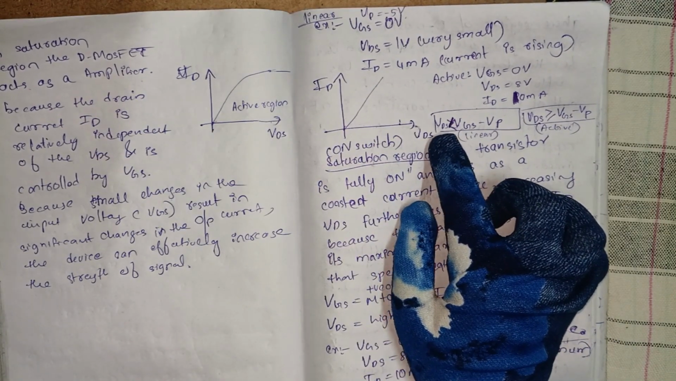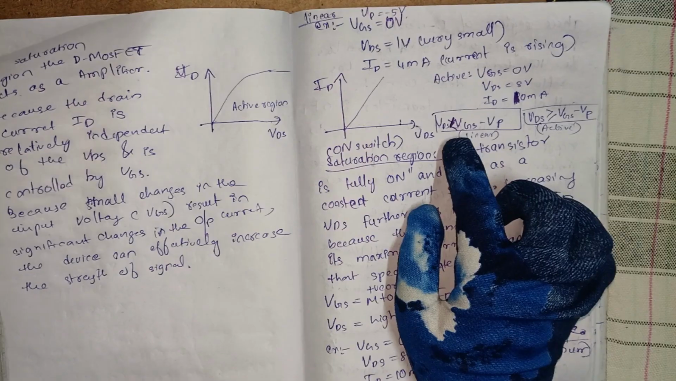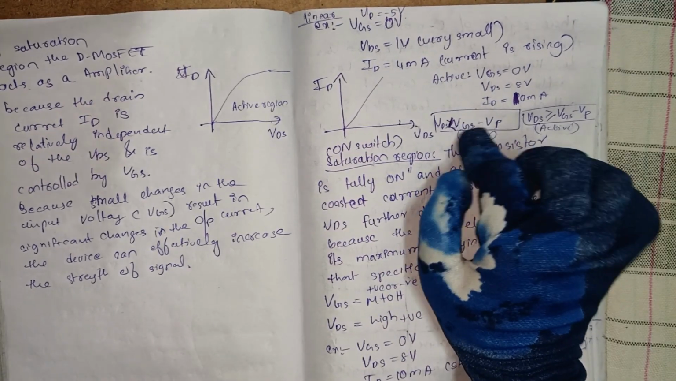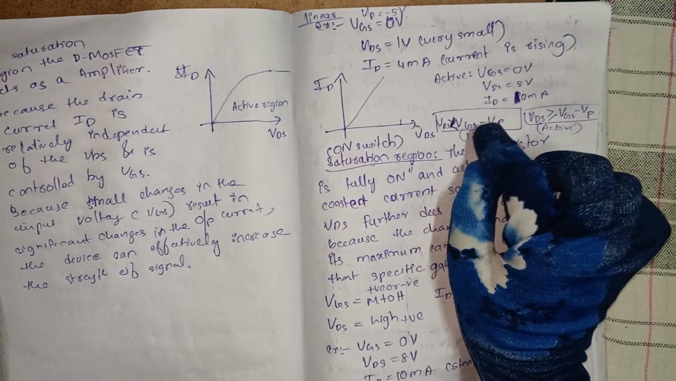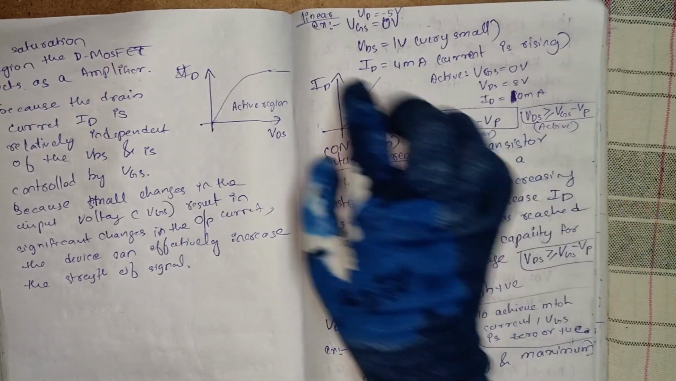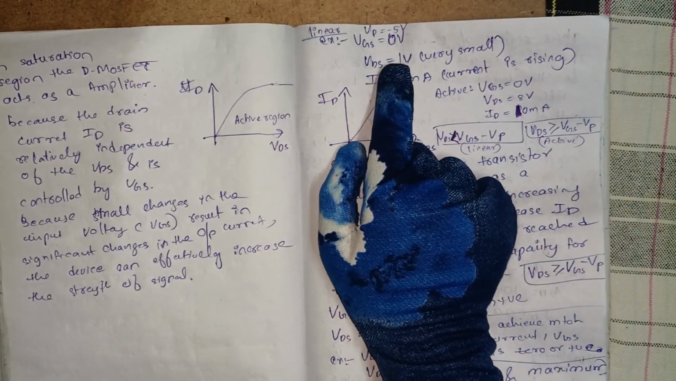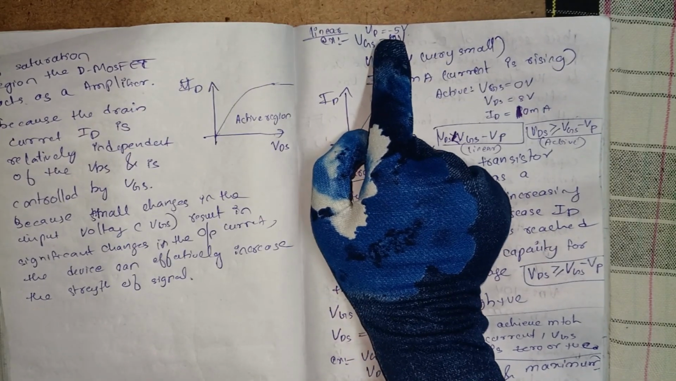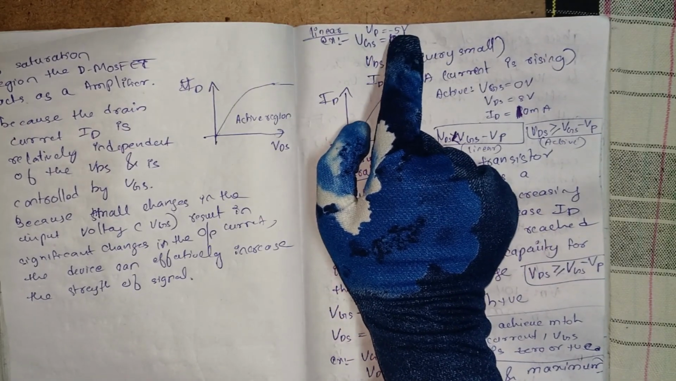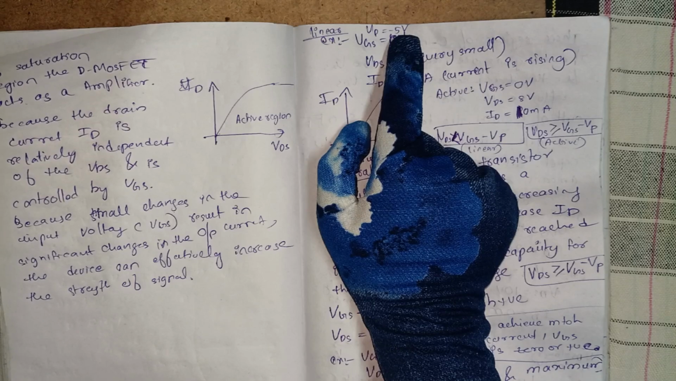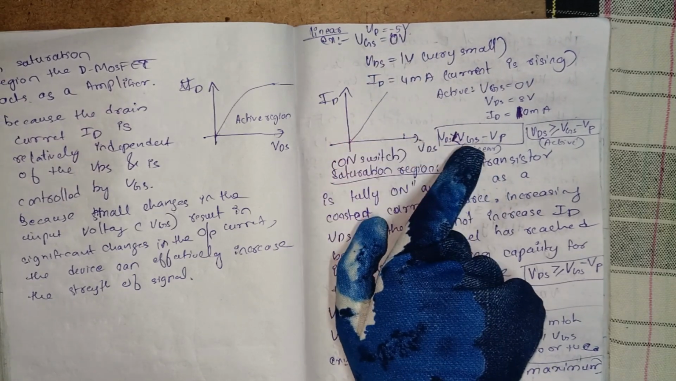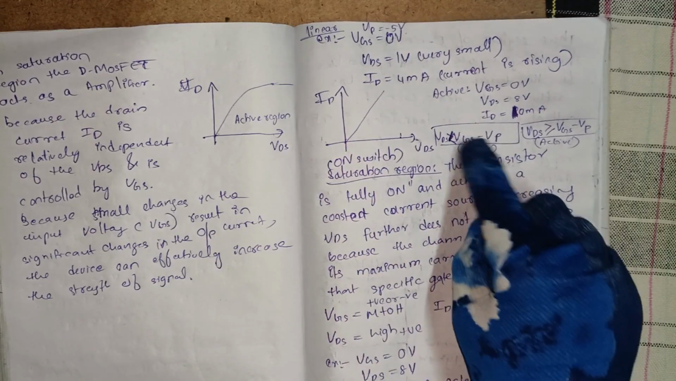So in the linear region, this condition should be satisfied: VDS less than VGS minus VP. So here VDS is 1, less than VGS 0 minus of minus 5. How much? 5. 1 is less than 5, that is true. Then it satisfies the condition.